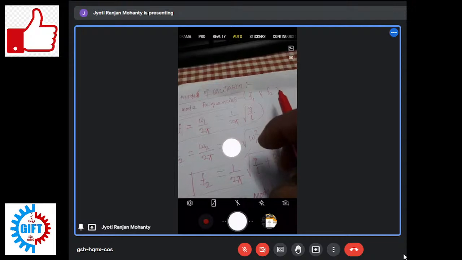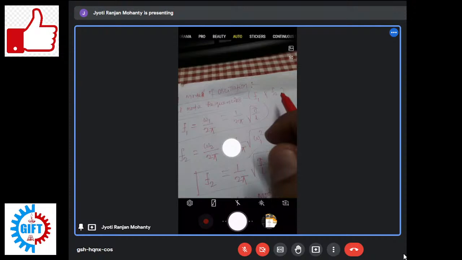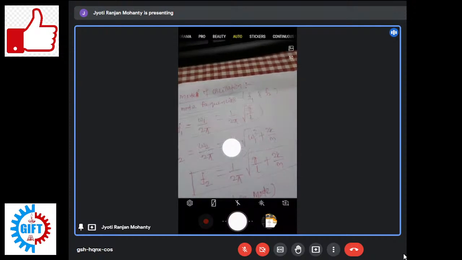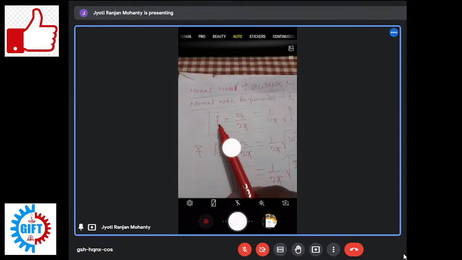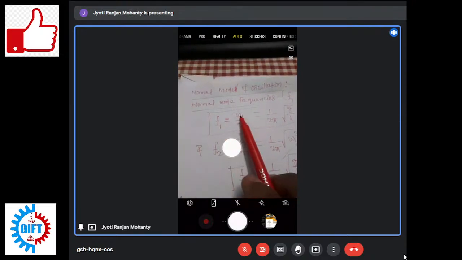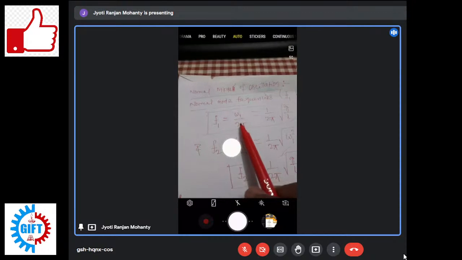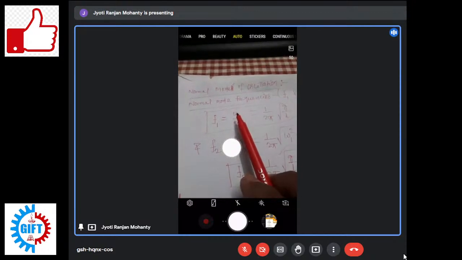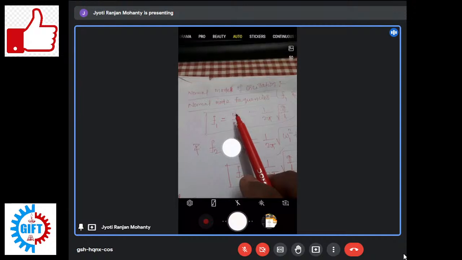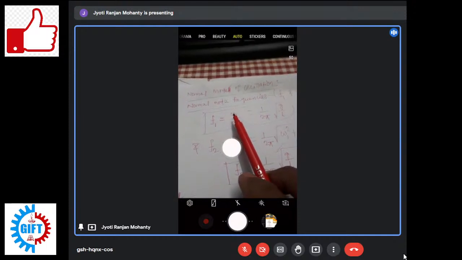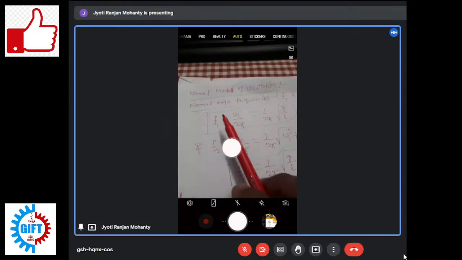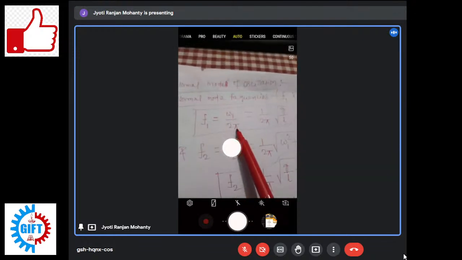It is defined as F1 is equal to omega. We know F is equal to omega by 2 pi. So here, since we have two pendulums, two coordinates Q1 and Q2, two frequencies F1 and F2, two angular frequencies omega 1 and omega 2. So F1 is omega 1 by 2 pi.